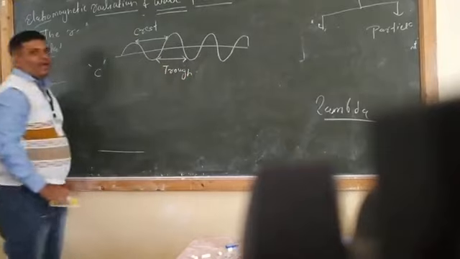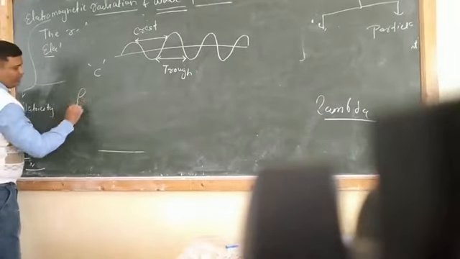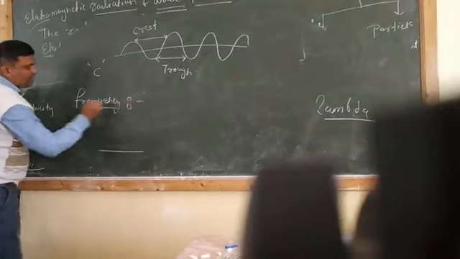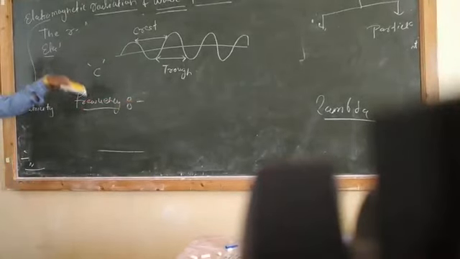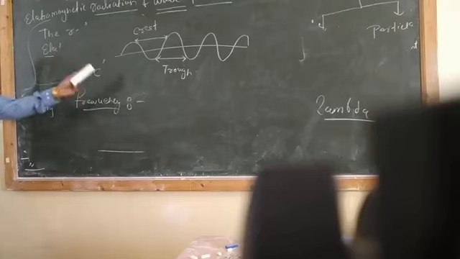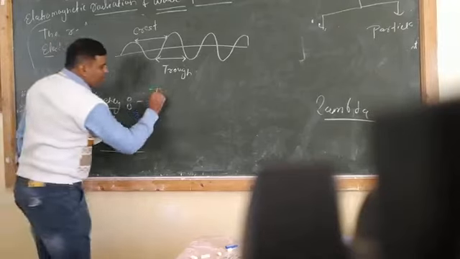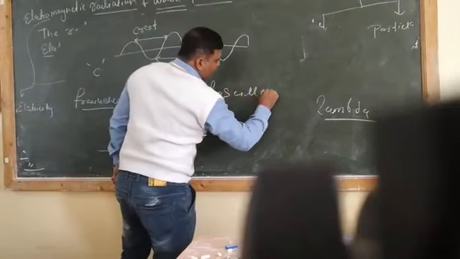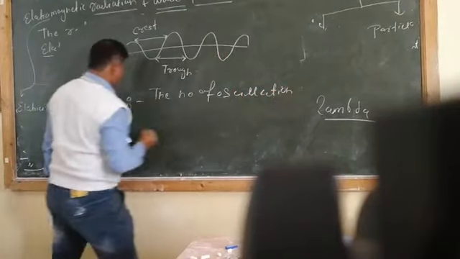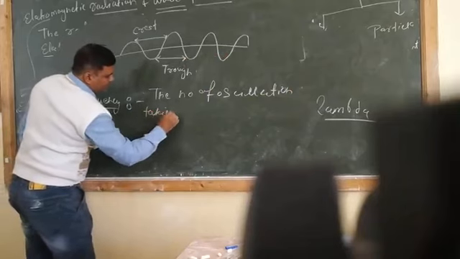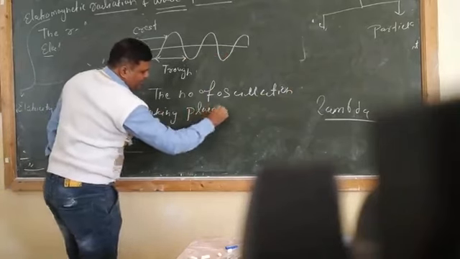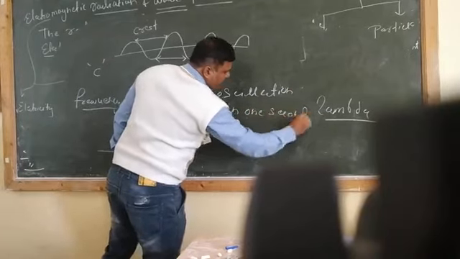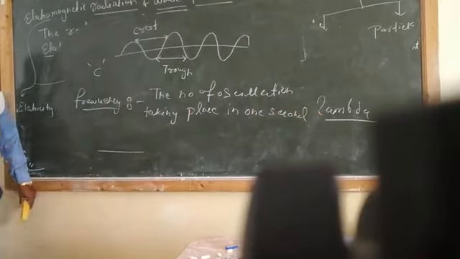Next, frequency. देखो कितने सारे कैरेक्टरिस्टिक्स है वेव के. Write down what is frequency. The number of oscillations taking place in 1 second. That is called the frequency.